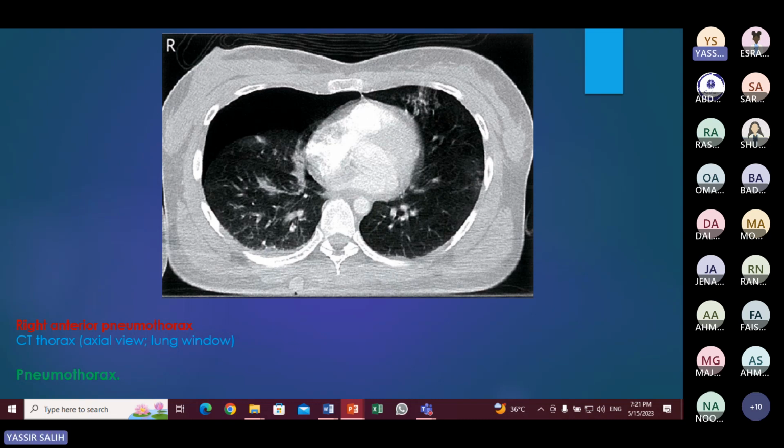CT. For what? CT brain, CT chest. CT chest or CT thorax. What abnormality do you see?